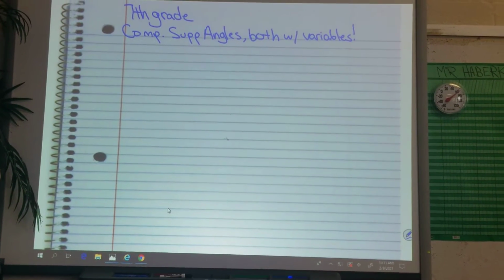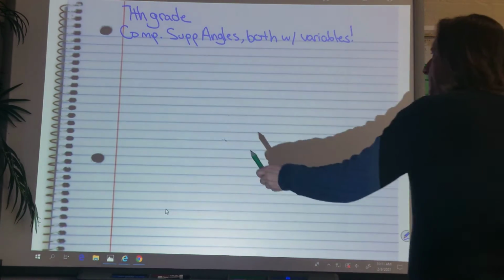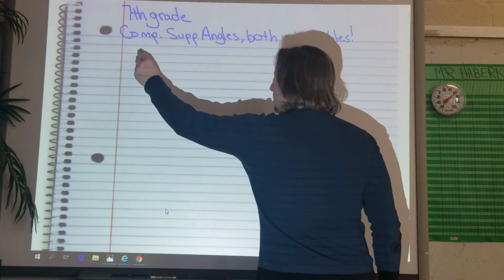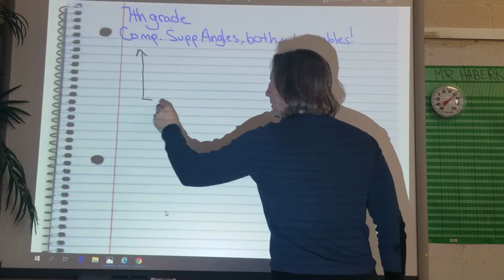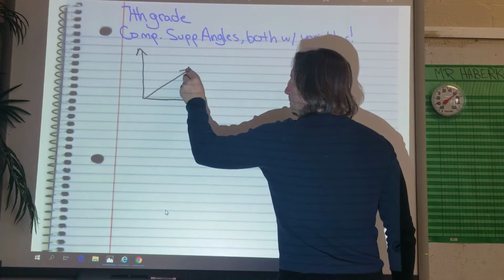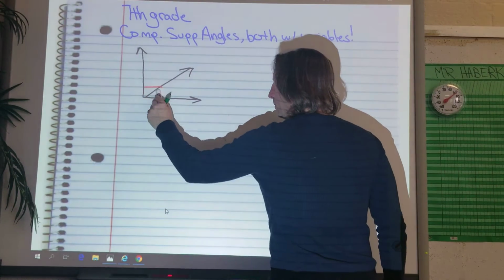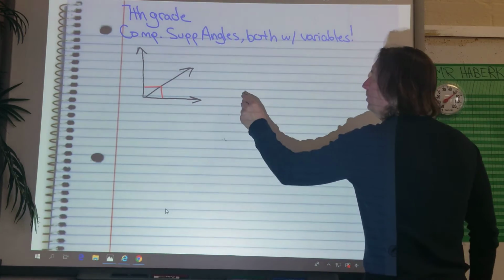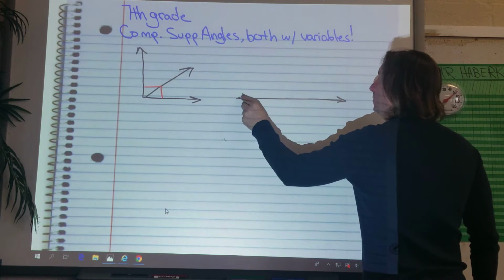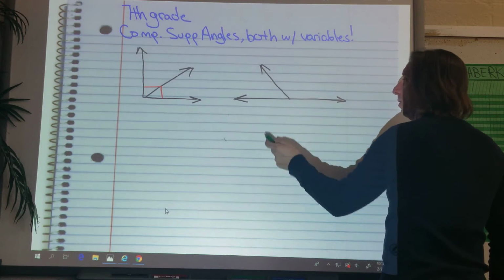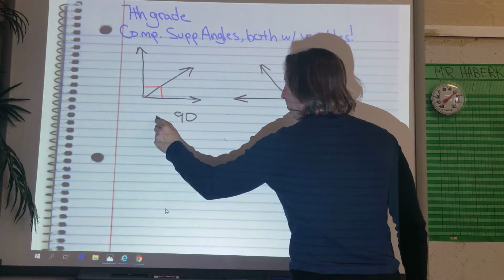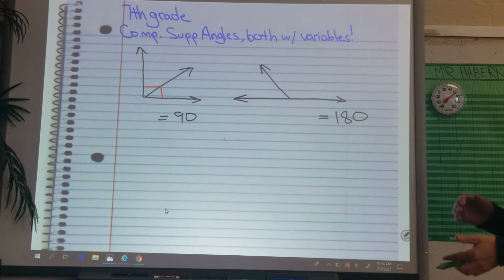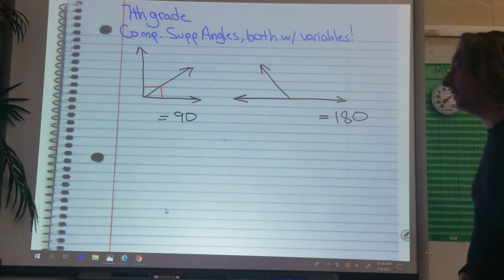All right, it's been a little bit since we had a video. So we did some complementary angles, we did some supplementary angles. You guys are doing good on those. And we know that these are complementary angles because they add to 90, right? They make a right angle. We know that these are supplementary angles and that these add to 180, right? Okay, because they make a straight line. A straight angle is 180 degrees.